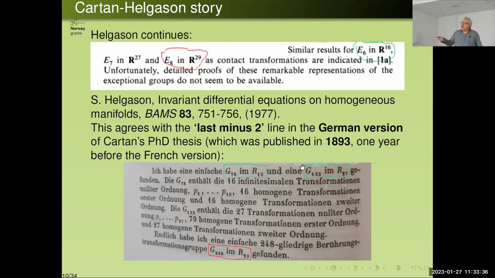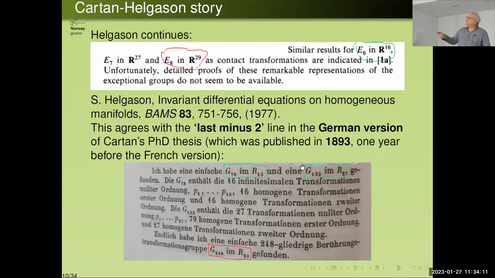And I like this paper very much. And this statement agrees with, if I look at the German version of Cartan's PhD thesis, I just compared it very recently. This is what Helgason writes here with Cartan's thesis. Cartan wrote this thesis twice. First in German. His thesis was first published in German. Only the next year it was published in French.